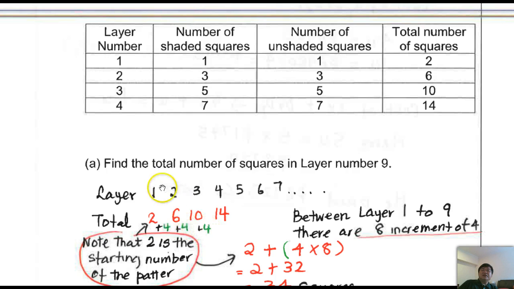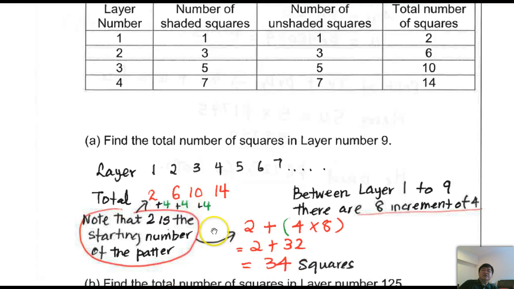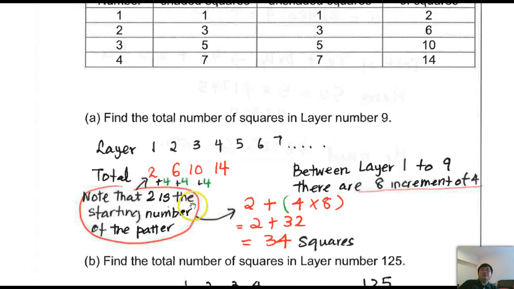It means each time a layer increases, one layer increases, one layer increases, the total number of squares, whether shaded or unshaded, increases by 4. Increase by 4, increase by 4. Now you must note something. This 2 over here is the beginning. This 2 here is the beginning of the whole pattern. It is the starting number of the whole pattern.